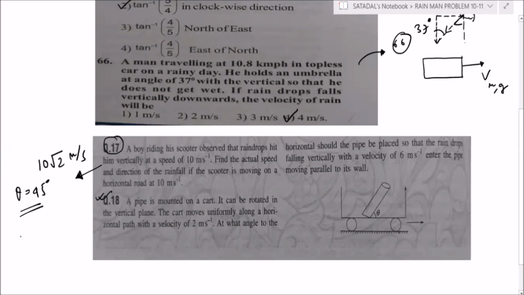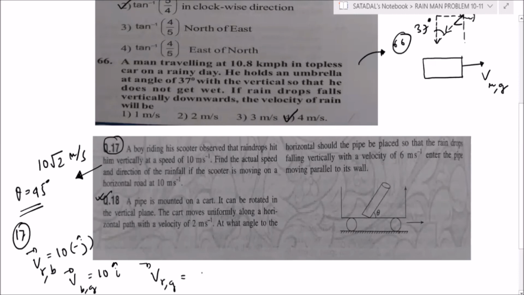Okay, so somebody is asking me to explain the 17th. The 17th, you see, velocity of the rain as appearing to the boy is equal to 10 minus j cap. Velocity of the boy with respect to ground is equal to 10 i cap. So velocity of rain with respect to ground will be velocity of rain with respect to boy plus velocity of boy with respect to ground. That simply comes to be 10 i cap minus 10 j cap. That's it.